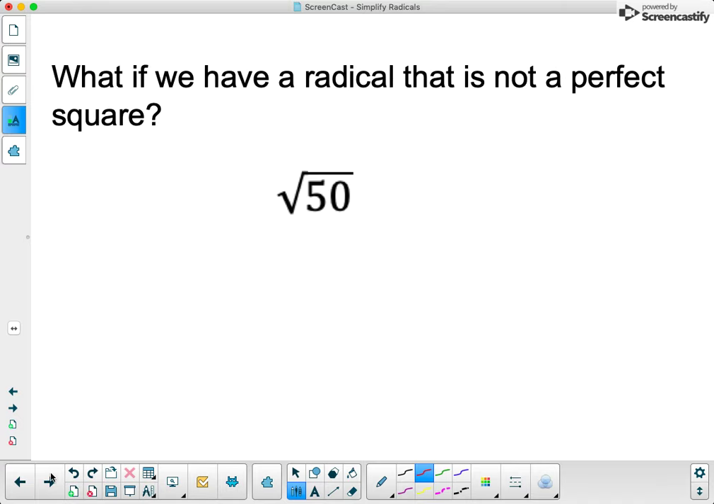Now, what if I give you a radical that's not a perfect square? How are we going to evaluate it? Well, we're going to work on getting it into simplest radical form, and we're actually going to use our perfect squares to help us do that. So let me go through the steps before we look at some examples.